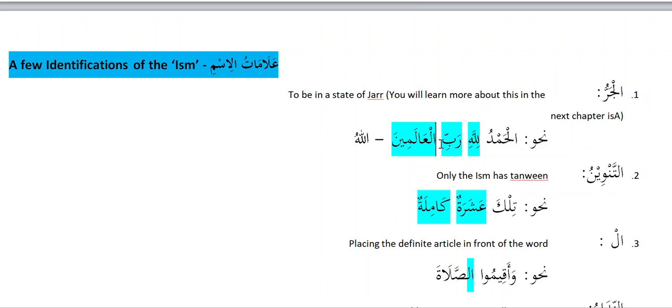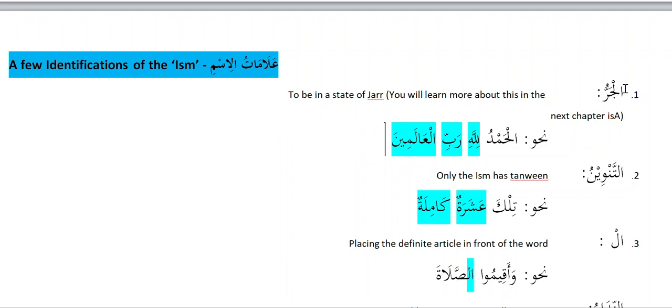The word rab also. So when you see the kasra there, that's a sign. When you see this kasra here, rabbi, that's a sign. And this one, it's in a state of jar, but because it has a ya. And that's complex, don't worry about it now. And I'll remove this word Allah for now.